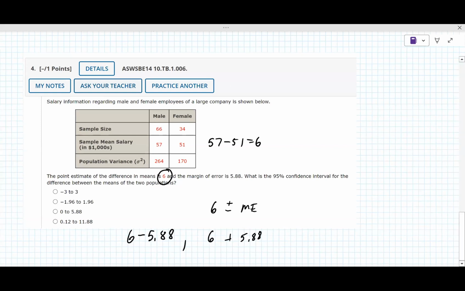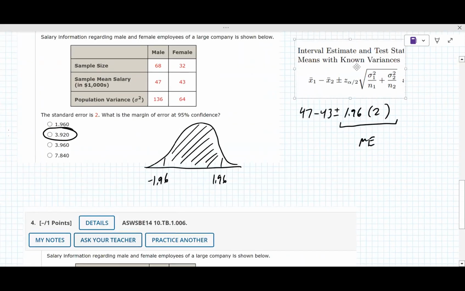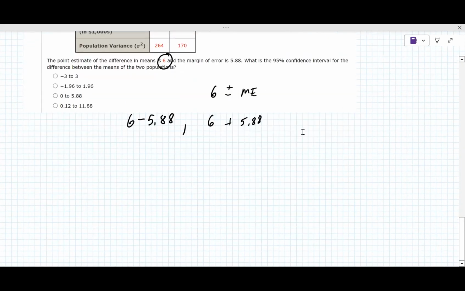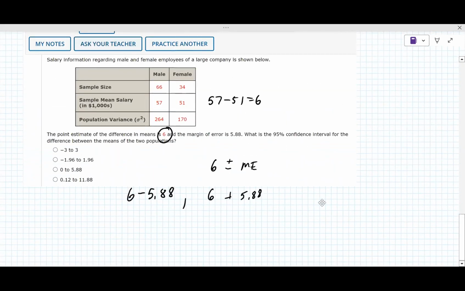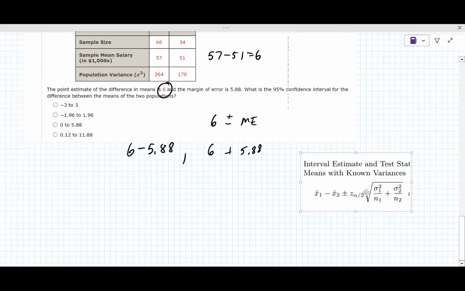So that was that whole idea of this formula up here. Let me grab it again. More generally, just because I think it'll mean more to you, this part is the difference in the means. And then everything to the right of this is the margin of error. Okay.